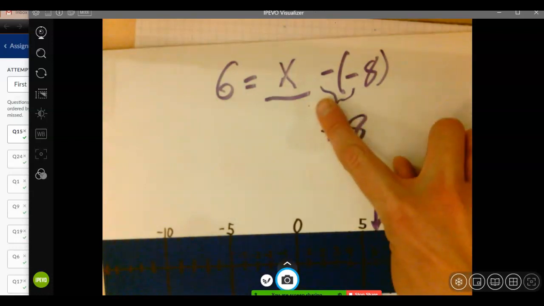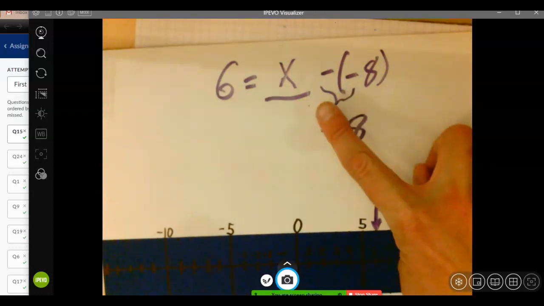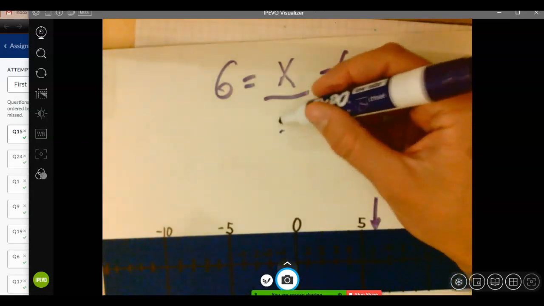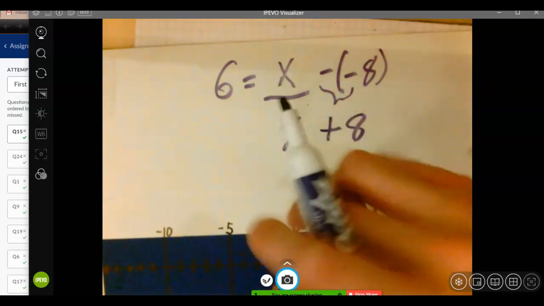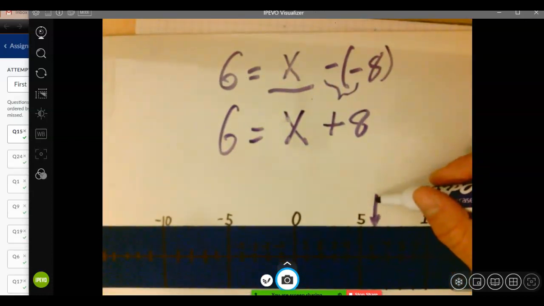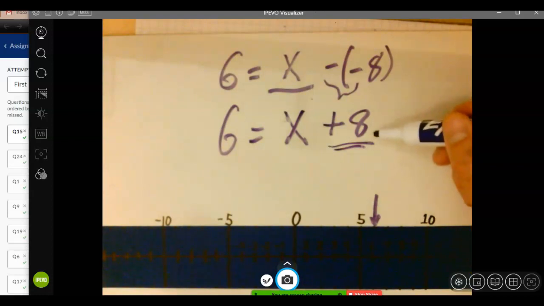So if I take away debt, in order to take away debt, I use positive money to do that. So something plus a shift of 8 got us to 6. So again, 6 is my end result. If I shifted by a plus 8, that is moving right.